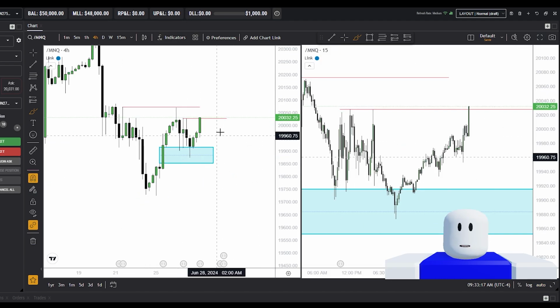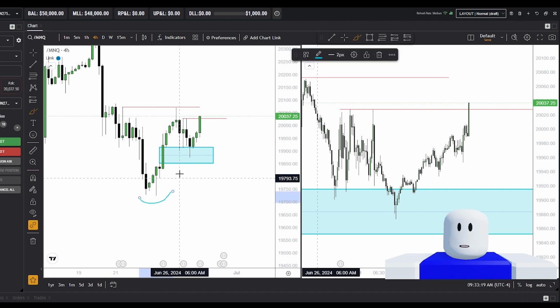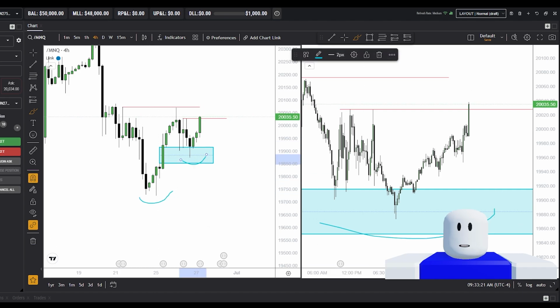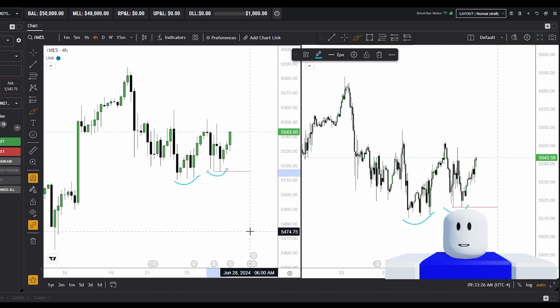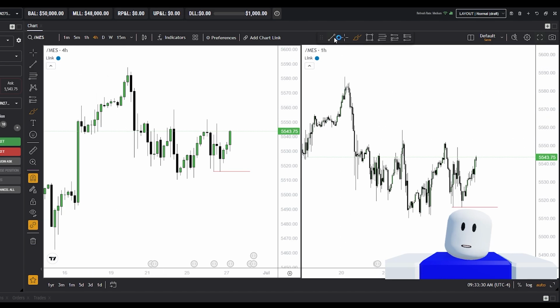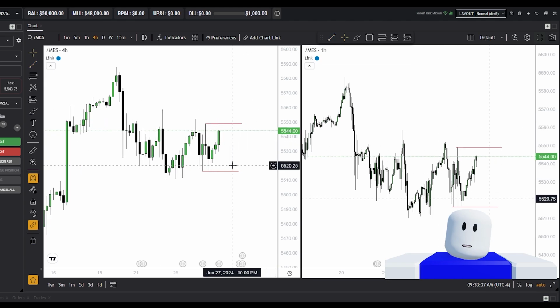Let me re-explain this real quick. Okay. This is a lower low and a higher low, which means NQ is more bullish, while this is a lower low and a lower high, which means ES is more bearish. So if I want to look for short positions, it'd be on ES. And it looks like this is going to hunt out this high right here.